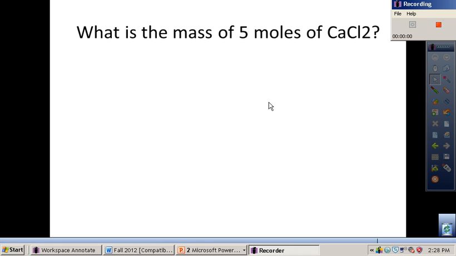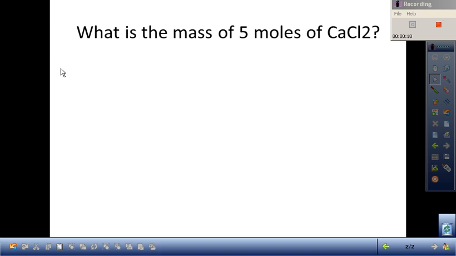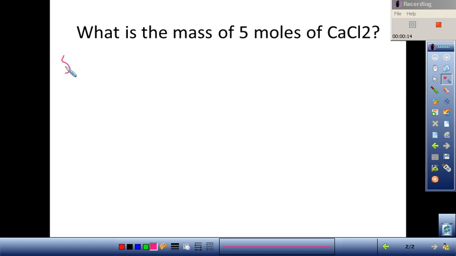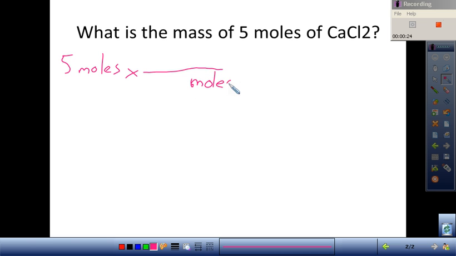All right, so I'm going to continue on. We are doing the mass of 5 moles. So just like before, I'm going to write the given. If I have a pen, I'm going to write the given. Okay, but I don't want the given. So I'm going to take the units and put it down here.